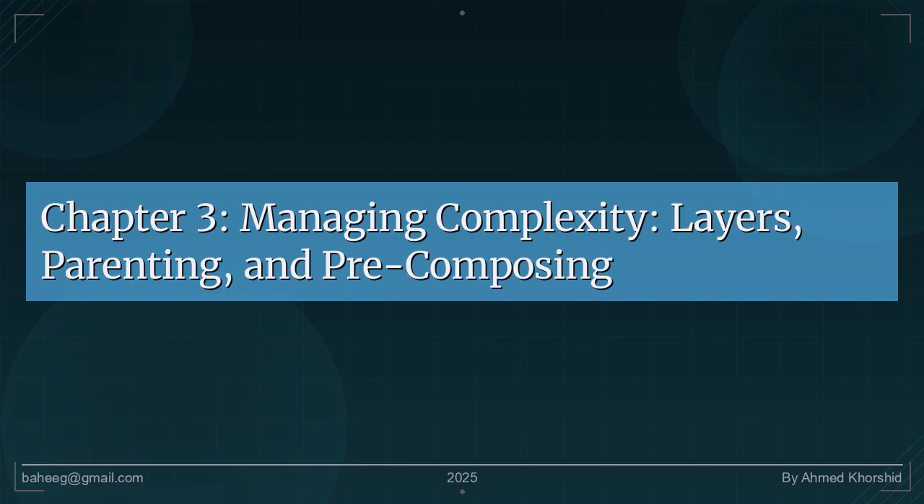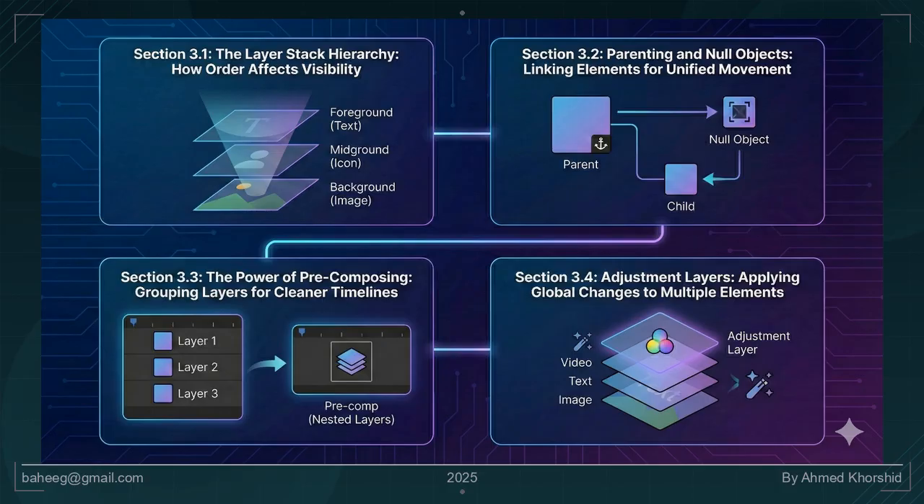Chapter 3, Managing Complexity, Layers, Parenting, and Precomposing. Section 3.1, The Layer Stack Hierarchy, How Order Affects Visibility. Section 3.2, Parenting and Null Objects, Linking Elements for Unified Movement. Section 3.3, The Power of Precomposing, Grouping Layers for Cleaner Timelines. Section 3.4, Adjustment Layers, Applying Global Changes to Multiple Elements.